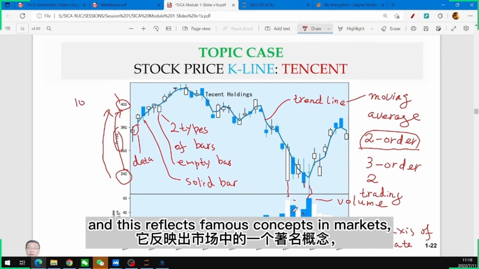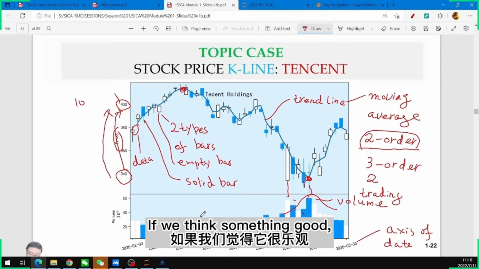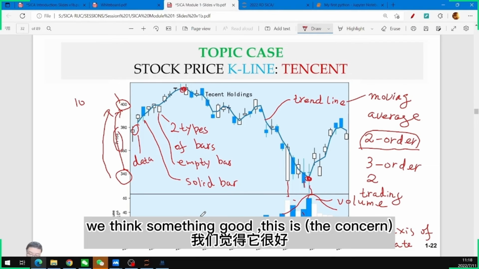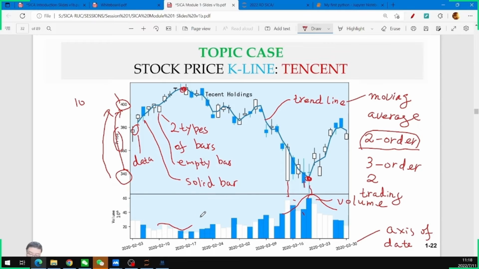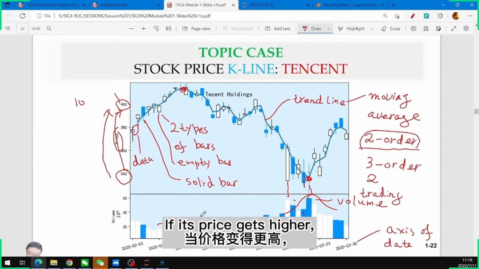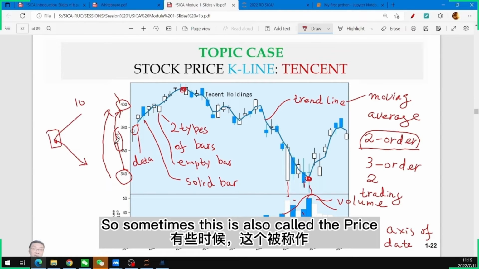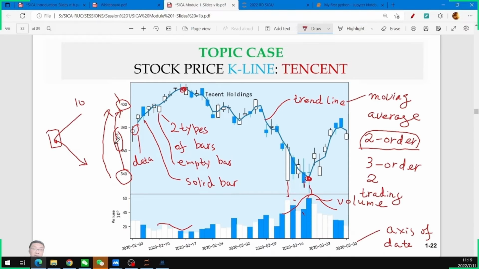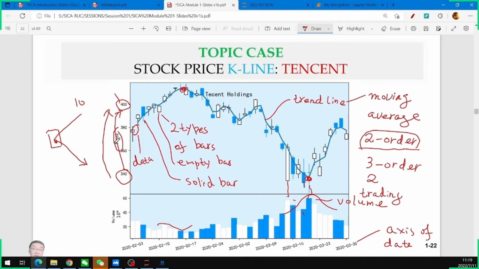And this reflects a famous concept in markets, in all the markets, not only in security markets. If we think something is good, this is the assumption, when its price gets down, we will have a higher possibility to buy it. And if its price gets higher, we have less possibility to buy it. So sometimes this is also called the price elasticity.